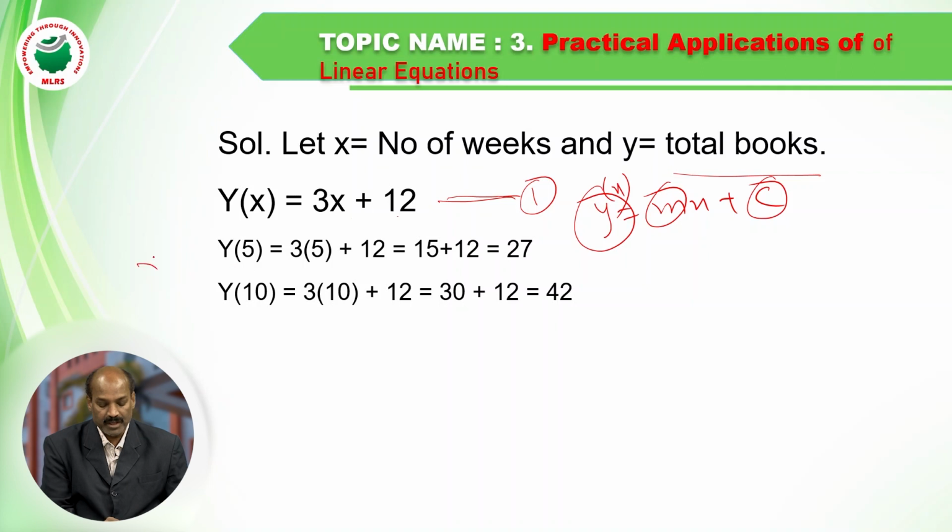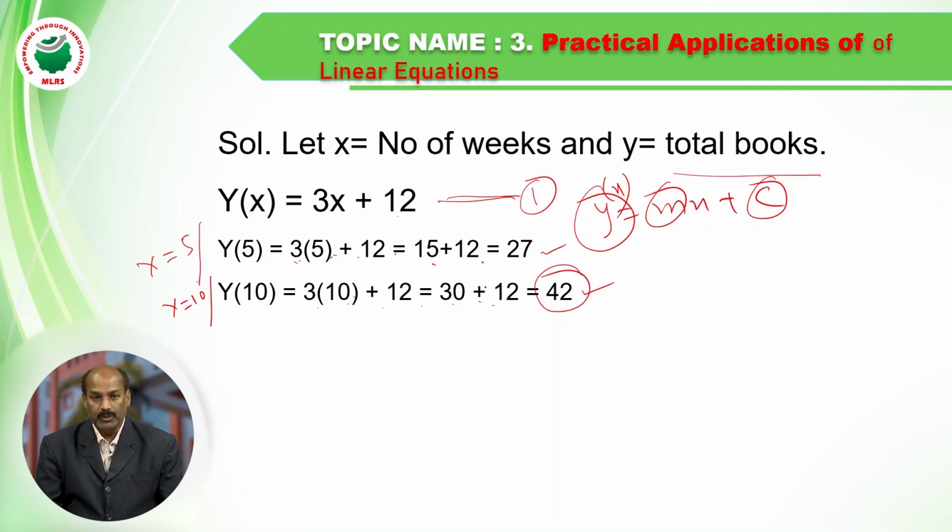Here you put x equal 5. x equal 5 means after 5 weeks, what is the total number of books in the library? So y of 5 equal 3 into 5 plus 12, 3 into 5 is 15, plus 12, that is 27. After 5 weeks, there will be 27 books in the library. Similarly, if you put x equal 10, then we get the total number of books in the library after 10 weeks. That is y of 10 equal 3 into 10 plus 12 equal 30 plus 12 equal 42. So after 10 weeks, the total number of books in the library is 42.